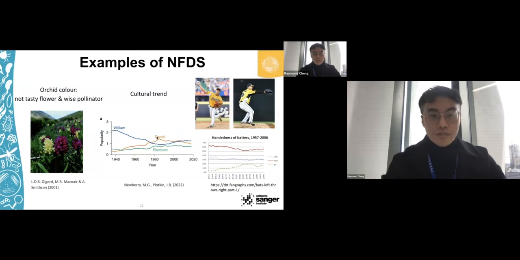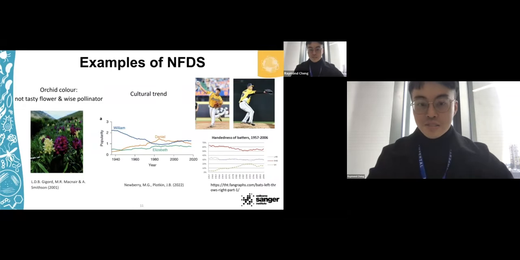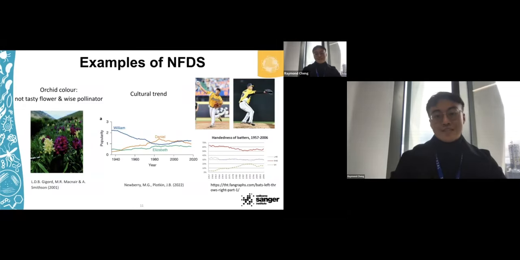There are also some cultural changes that have this NFDS dynamic. Because we can think about art, fashion, these kinds of things can fluctuate around. One example is about people's names. People will usually think that their name is not cool if too many people share the same name.